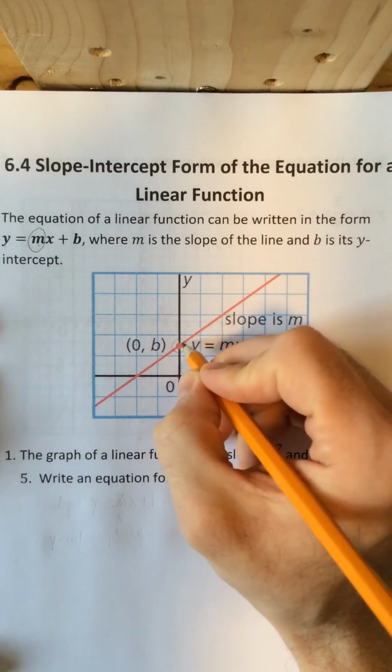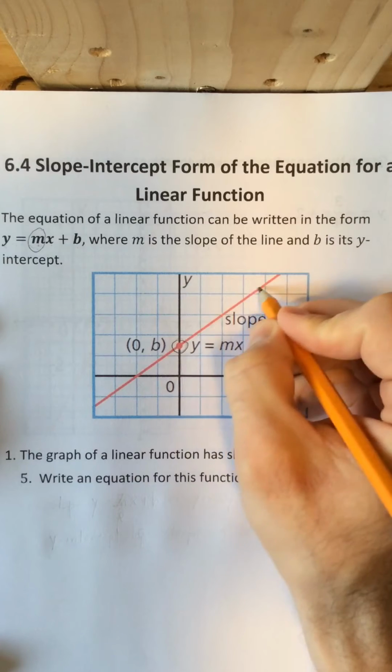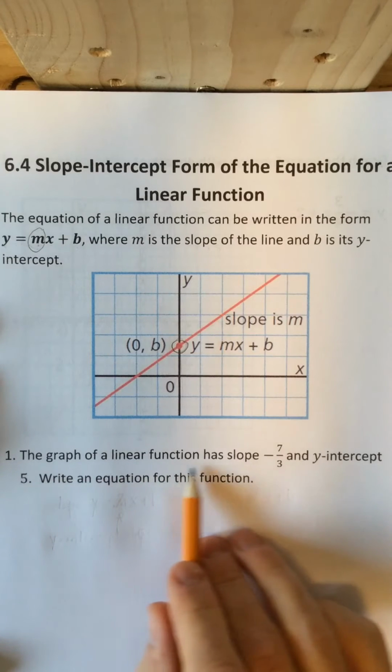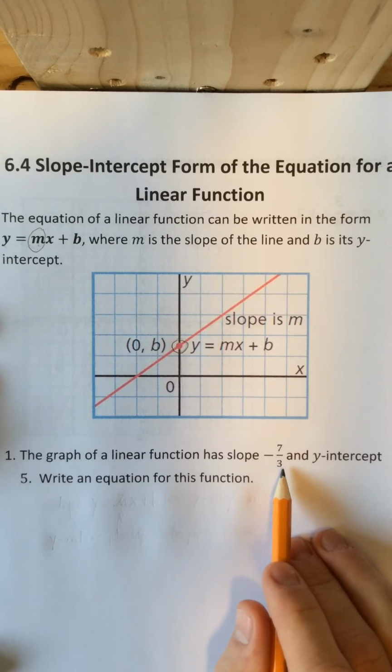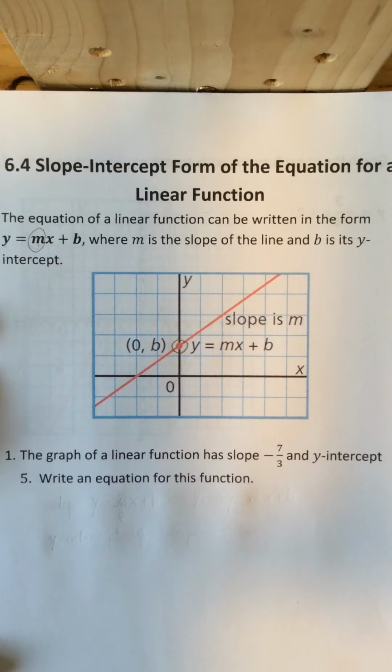On this graph example, this is the y-intercept. This is where this line crosses the y-axis. So with this first problem that we're given, it says the graph of a linear function has a slope of negative 7/3 and a y-intercept 5. Write the equation for this function.